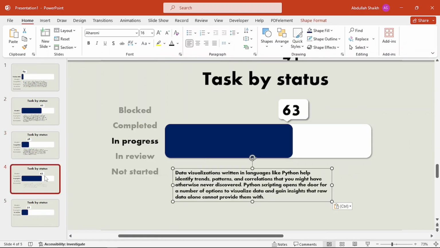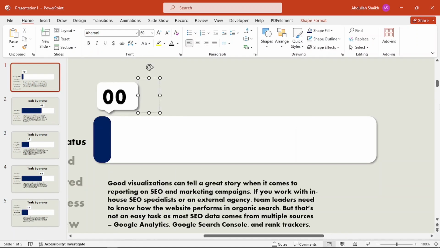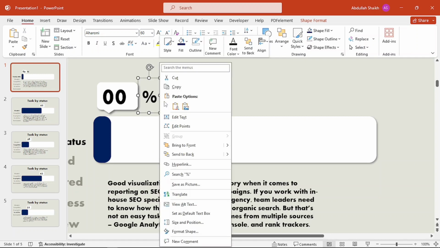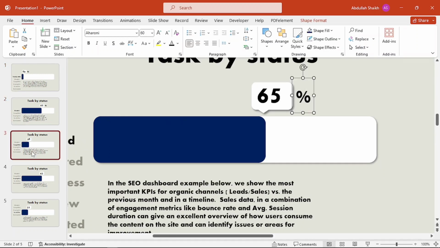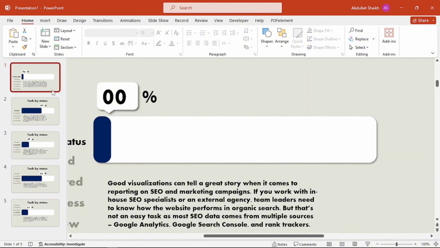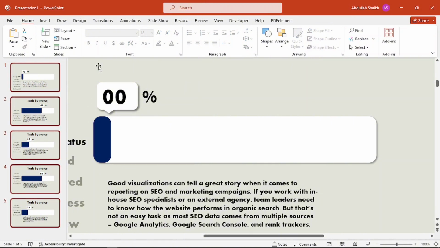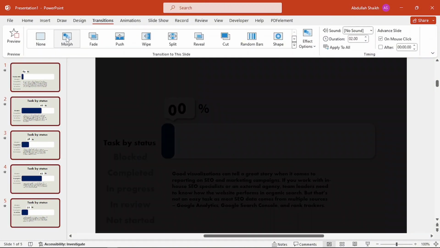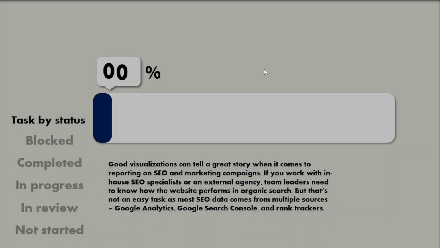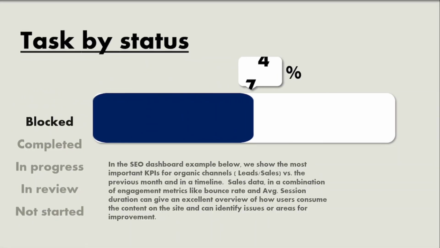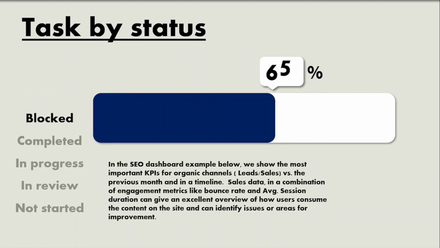After that, I'm adding some more descriptions on our slide and also this percentage sign next to the numbers. Once you are done with everything, select every slide and from the transitions tab, select more transitions. Now start the slideshow and now you can already see how smooth and attractive this transition is.